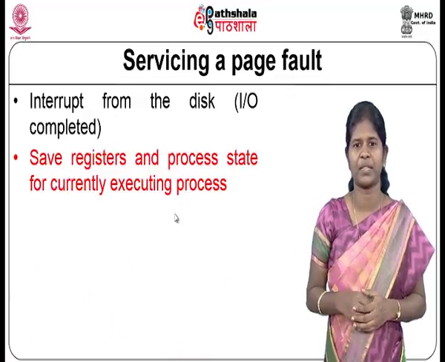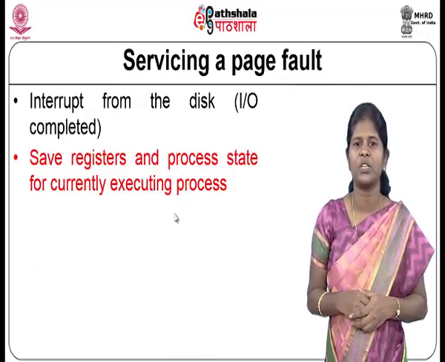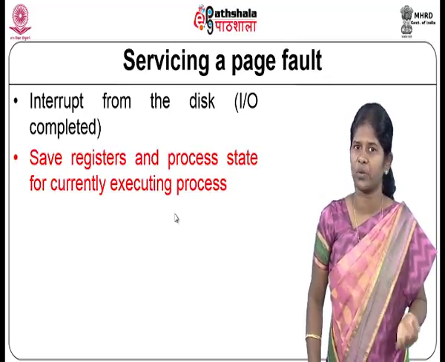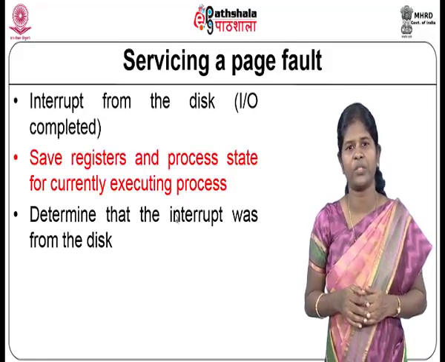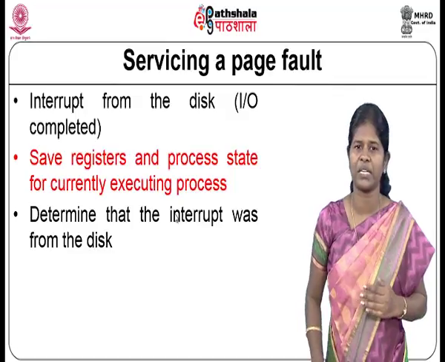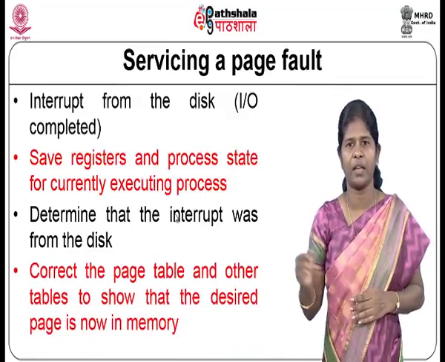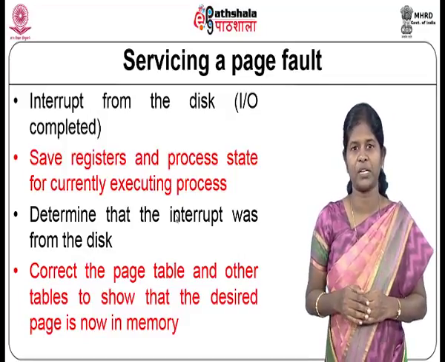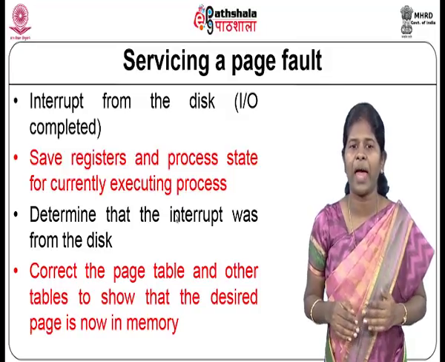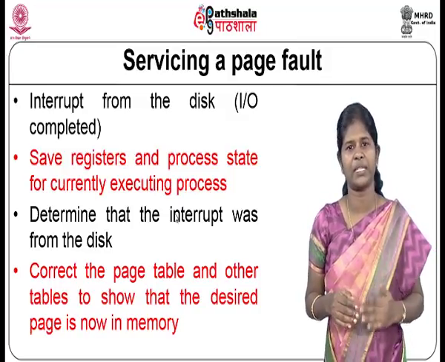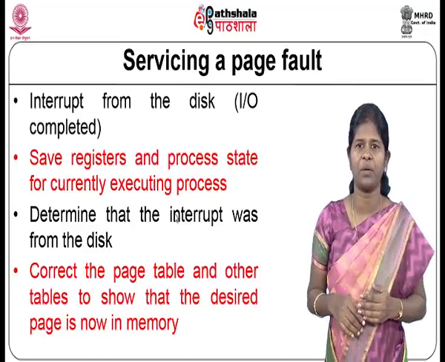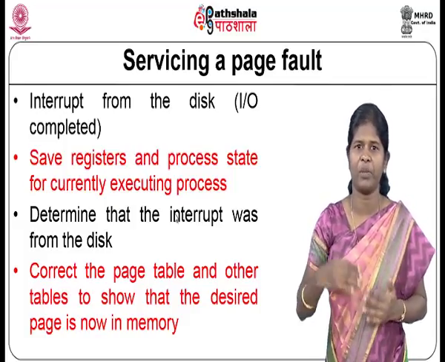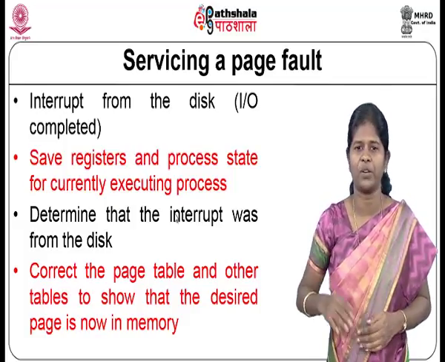And when the interrupt comes, the interrupt has to be serviced. So, the currently executing process's registers should be saved, the state of the currently executing process should be saved, and then you need to understand what kind of interrupt it is. You understand that it is from a disk, that it is an I/O operation that has got over, and once you have understood that the disk I/O is completed, you need to correct the page table and the other tables to show that the desired page is now in memory. So, in the page table you mark the entry as valid, and you make all the changes. That will be part of the interrupt service routine that will be executed.